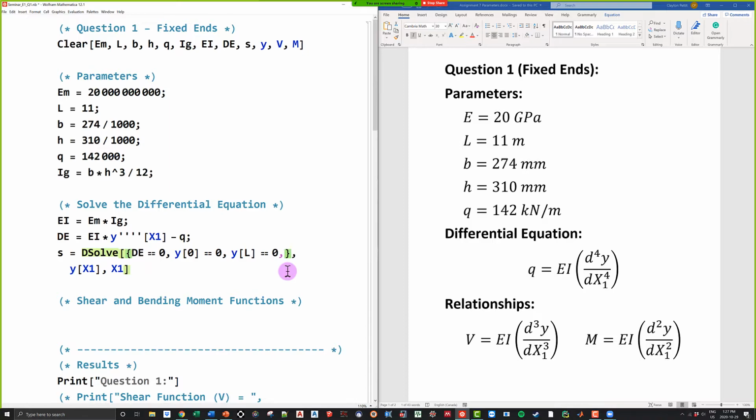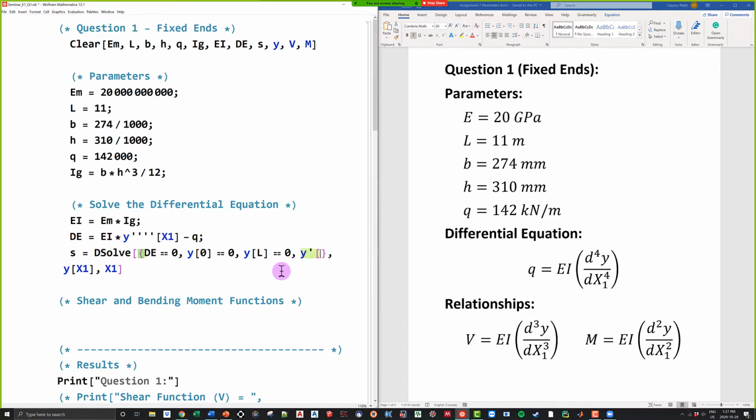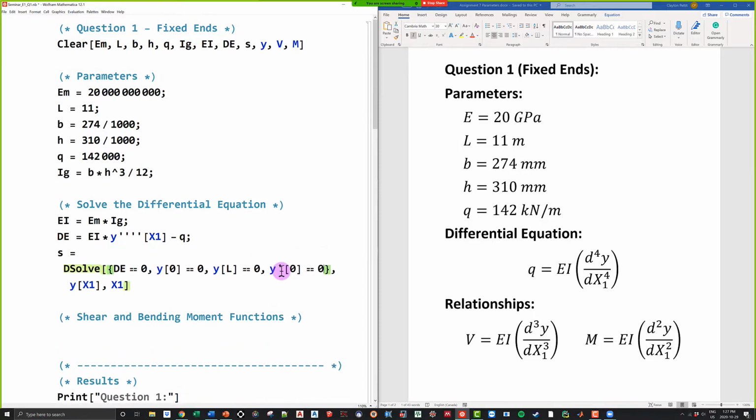So Dylan says y prime at zero is equal to zero. So if I were to go y prime at zero, if I can type correctly, is equal to zero. And that's completely correct because y prime, that's the rotation. And we know that if something is fixed at the end, it's not going to rotate. And since both ends are fixed like this, we know that y prime when x1 is equal to L will also be equal to zero.